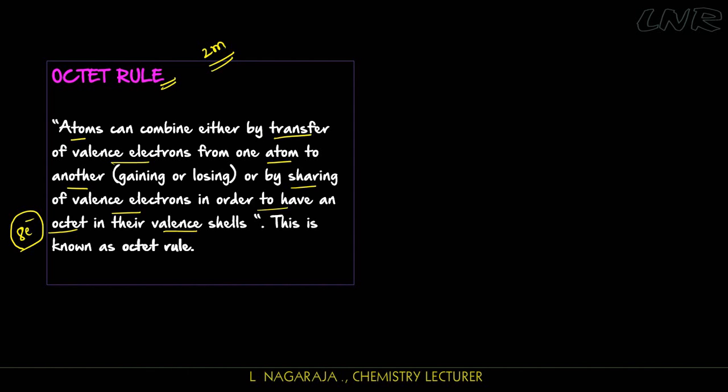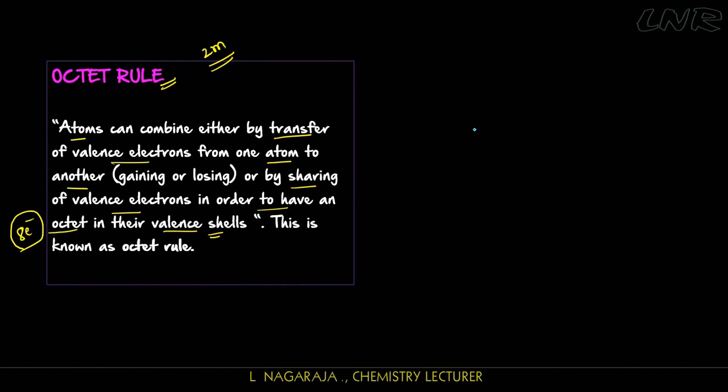So state the octet rule. The octet rule states that atoms always combine either by transfer of valence electrons from one atom to another atom, or by sharing the valence electrons, that is, on mutual sharing of valence electrons, in order to have an octet in their valence shell.